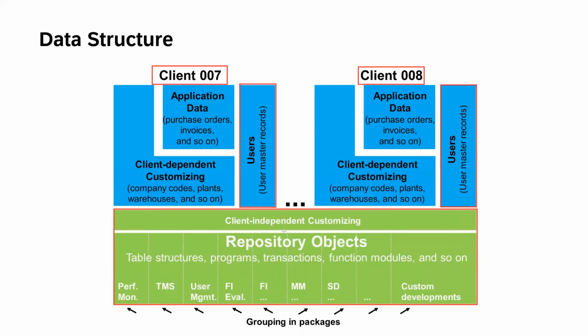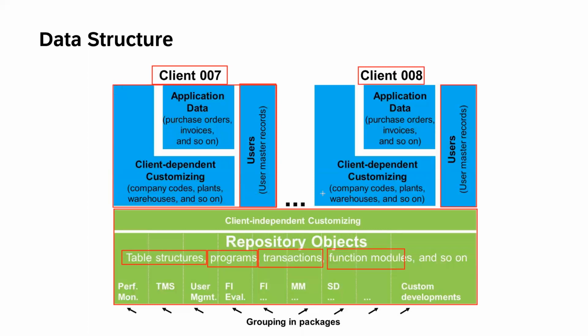I said that whatever objects are shown here, table structures, programs, reports, transactions, function modules and so on, are all client independent objects. If you create these objects in one client, it will be immediately reflected in the other client. Not the user management, not the user master record. Those are not common. These three types of data are client dependent. If you make it in one client, it will be only available in that client.